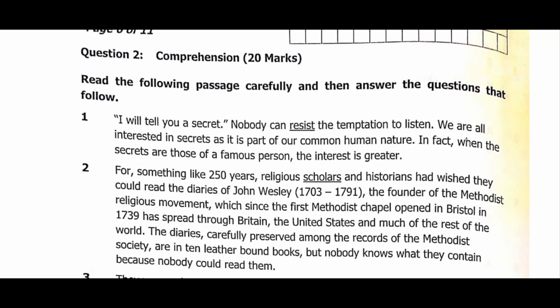I will tell you a secret. Nobody can resist the temptation to listen. We are all interested in secrets as it is part of our common human nature. In fact, when the secrets are those of a famous person, the interest is greater.